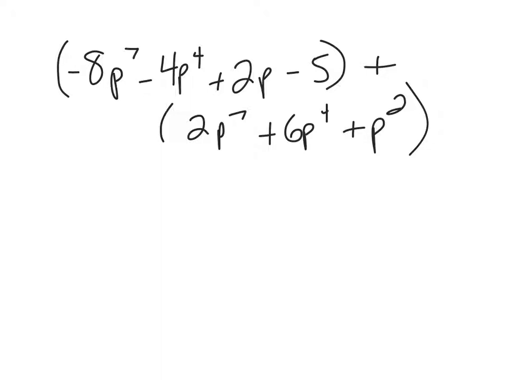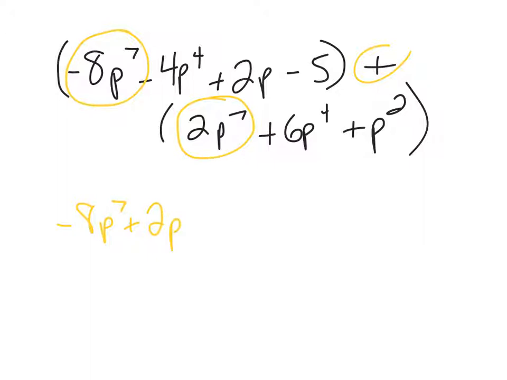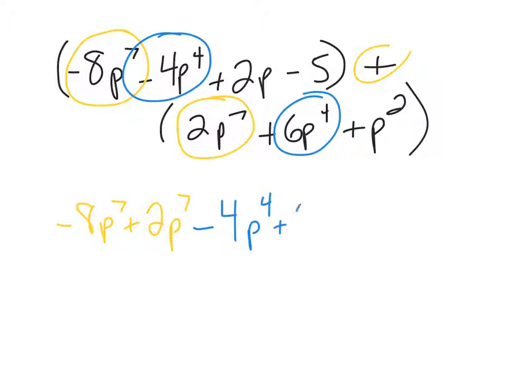So I can see here that we have two p's to the 7th: negative 8p to the 7th and 2p to the 7th. I'm going to go ahead and write those down here. Negative 8p to the 7th plus 2p to the 7th, plus because we're adding. Now let's see what else we can combine. It looks like I have two p's to the 4th: negative 4p to the 4th, and here's a 6p to the 4th. So writing that down, that would be negative 4p to the 4th plus 6p to the 4th, and it's plus because that's what's in front of that one.